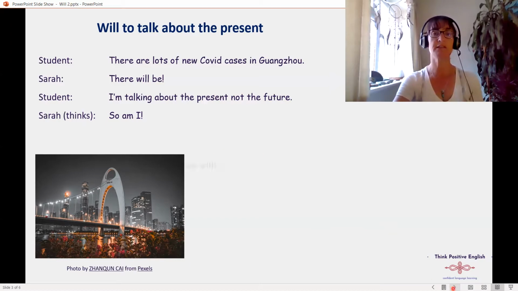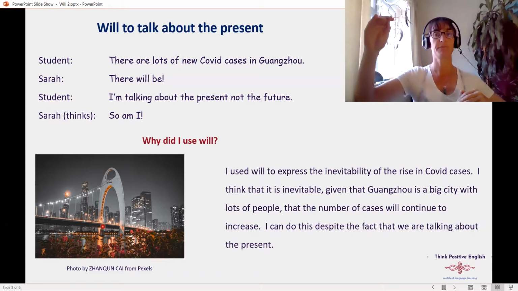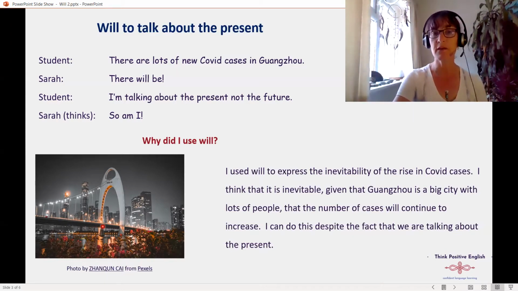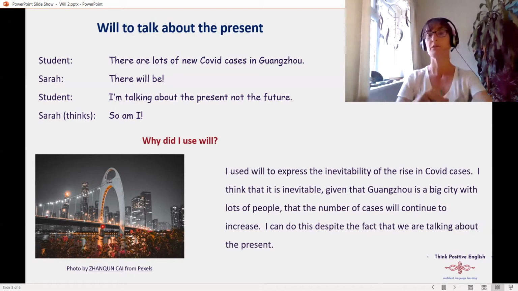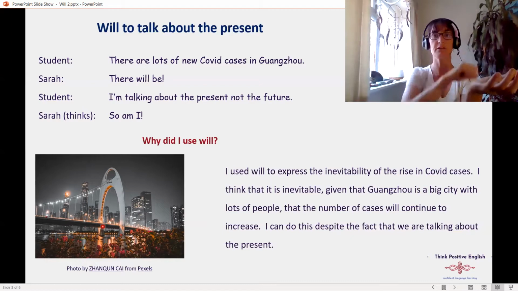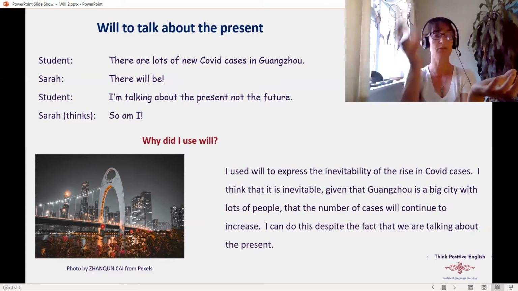So the question really is, why did I use will to talk about something that is quite clearly happening in the present? And this use of will, again, it's talking about inevitability, right? So in my opinion, in a city as big as this, it is inevitable that the number of COVID cases is increasing. So I can use will to express this inevitability despite the fact that the situation is present. So again, we've got situation A, which is us looking at things from our current point of view. And the second situation is this rise in cases, which is inevitable based on this first situation.